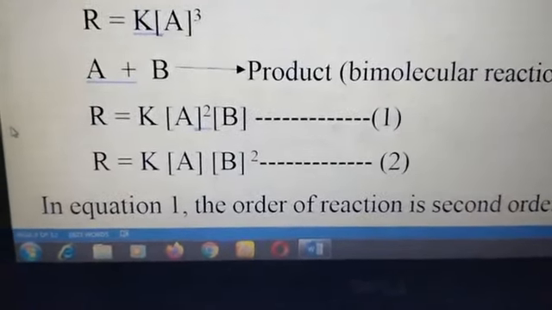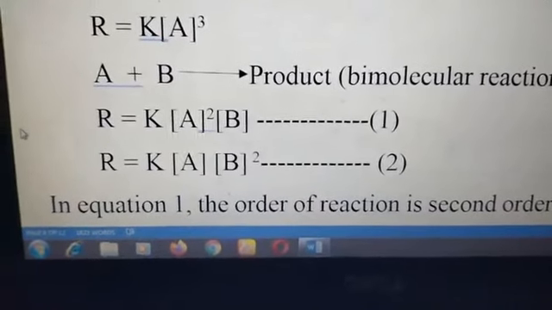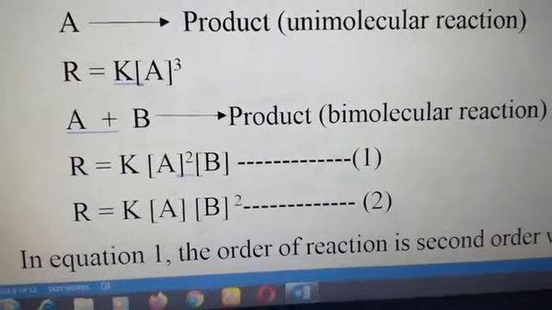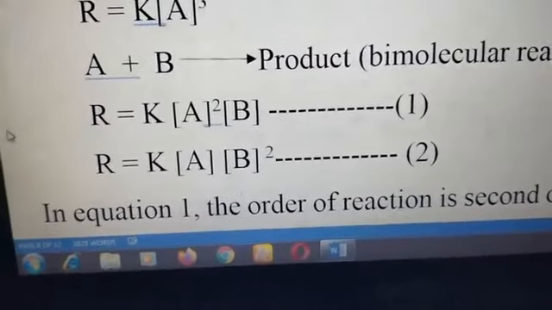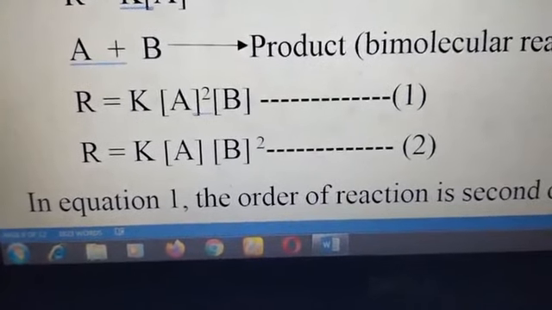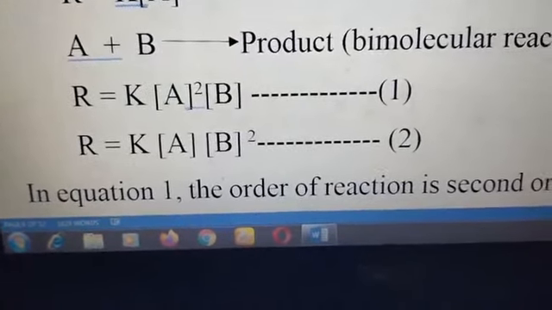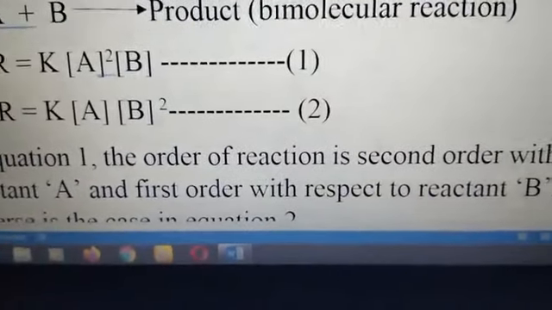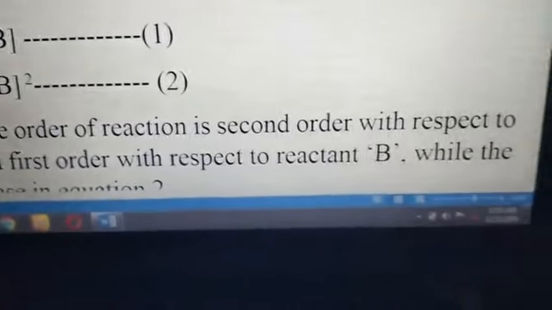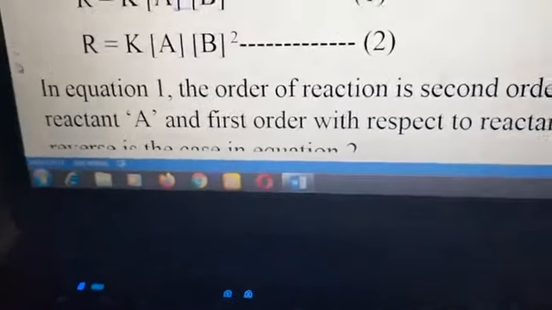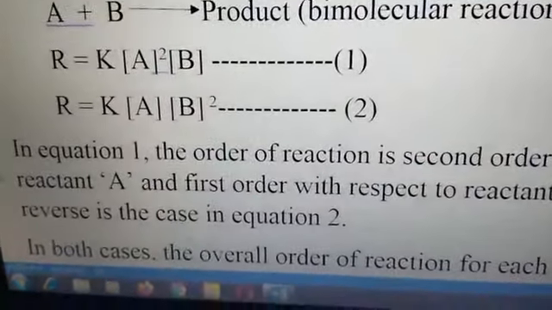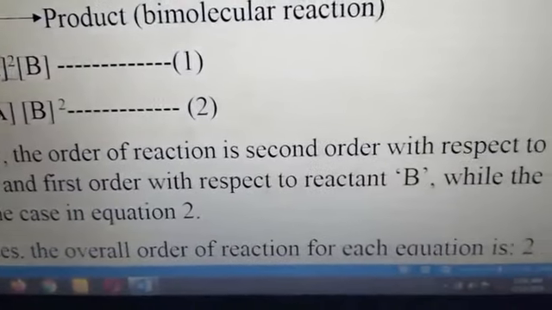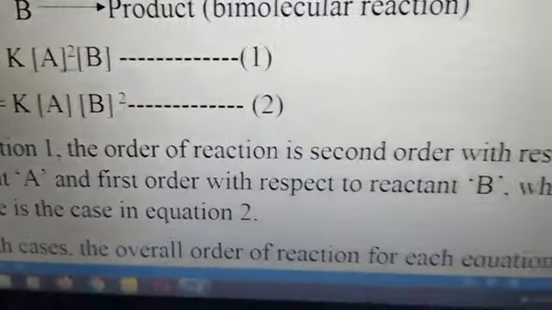So that will still give you 1 plus 2, giving us 3. So when you have a bimolecular reaction, for it to be third order, either of the particles will be raised to power 2, while the other one will be raised to power 1. So we say in equation 1, the order of reaction is second order with respect to A, as you can see, and first order with respect to B, as you have there.